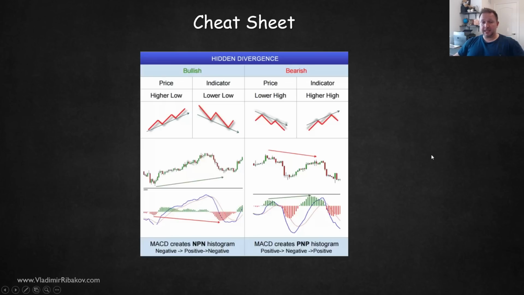To remember that easier, I prepared such a diagram for you. So remember, higher lows on the chart, lower lows on the indicator. This is for bullish hidden divergence, expecting a bullish trend to continue. For bearish hidden divergence, we are watching for lower highs on the chart, while we will see higher highs on the indicator.